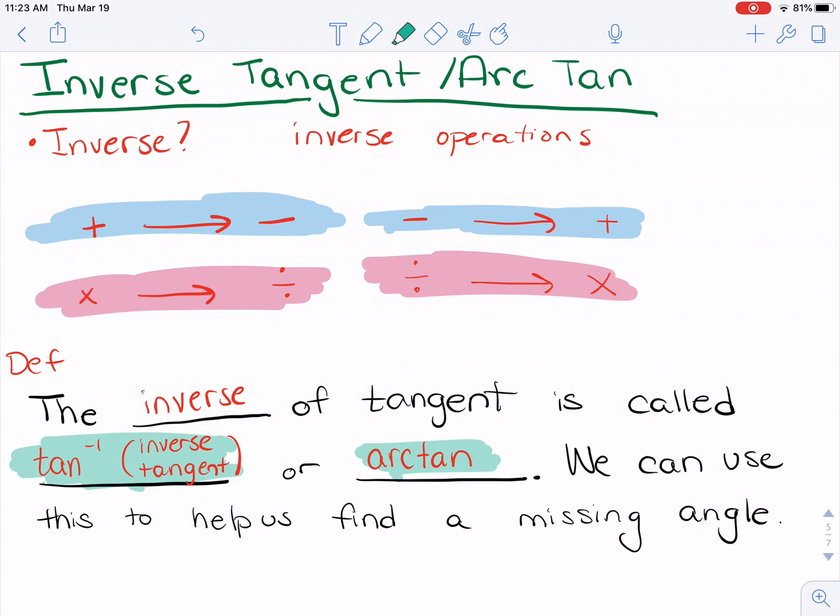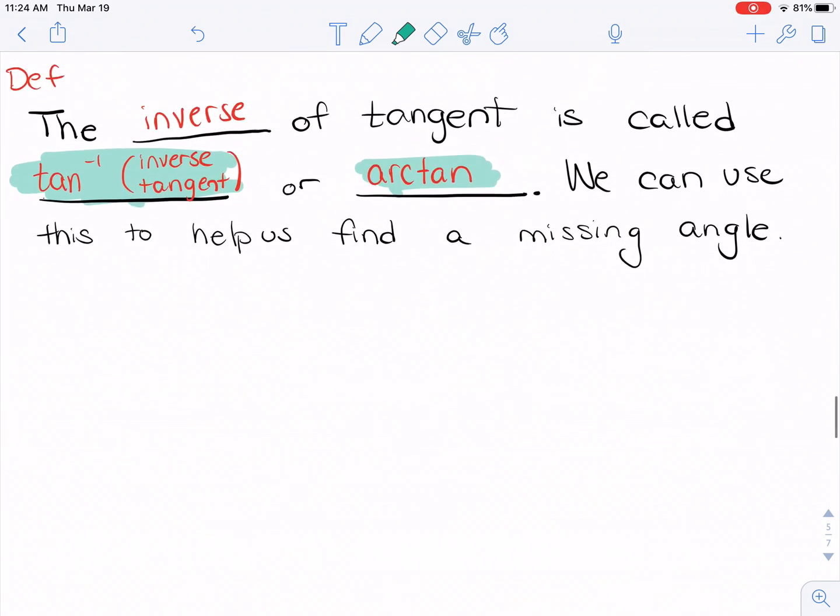Your calculator uses inverse tangent though. They use that tan to the minus 1. We can use this to help us find missing angles. Before, when we were using tangent, it was mostly to help us find side lengths. Now, we're going to work the opposite way, and we're going to work to find angles.